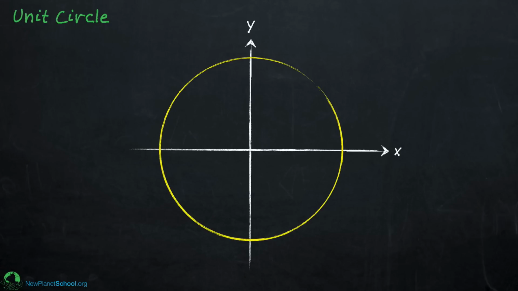So obviously, we're starting off with the unit circle. What you see here in yellow is a circle. That's pretty simple. And the points as you go around the circle have a value here. This point is (1, 0). This point up here is (0, 1). This point here is (-1, 0). And this point here is (0, -1).